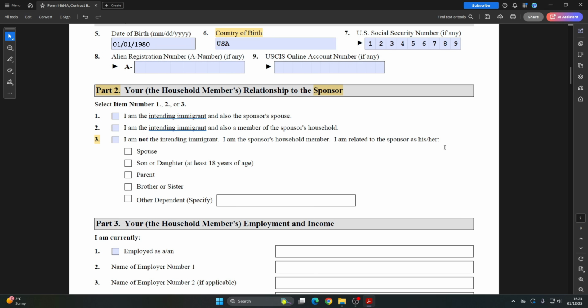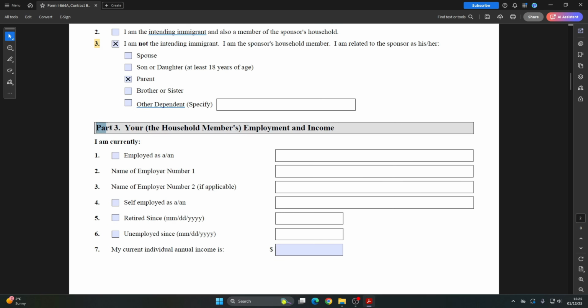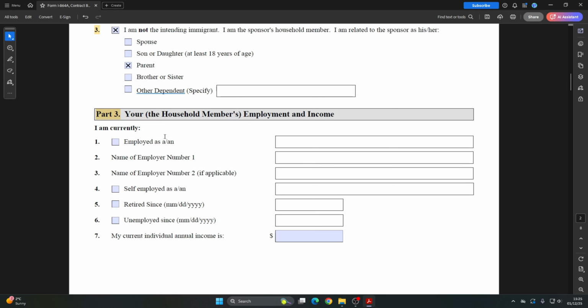But more often, household members will probably select one of these options. So let's say that our household member is not an intending immigrant, and we'll just say that our household member is the parent of the petitioning sponsor. Next, provide the household member's employment and income information. This section is very similar to the employment and income section of the I-864 form. So if you have any questions about this section that I don't cover in this video, I do recommend that you check out that other video as well to see if I answer your questions there.